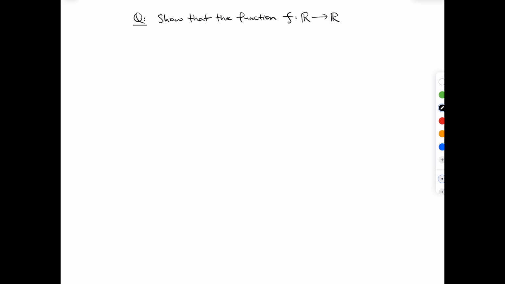Show that the function f from R to R, given by f(x) = sin(1/x) if x is not 0, and 0 if x equals 0, is not continuous at 0.